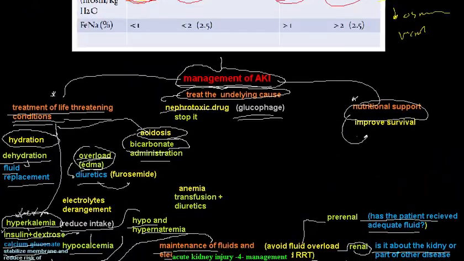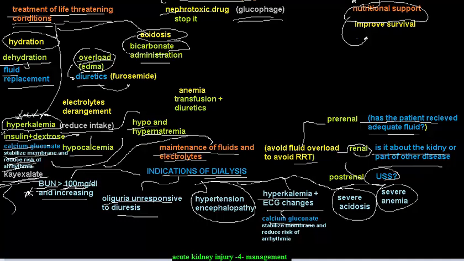Life-threatening conditions, the indications for renal dialysis: BUN, oliguria that is not resolving, fluid overload, severe anemia, severe acidosis, hyperkalemia, hypertension, encephalopathy, and so on.